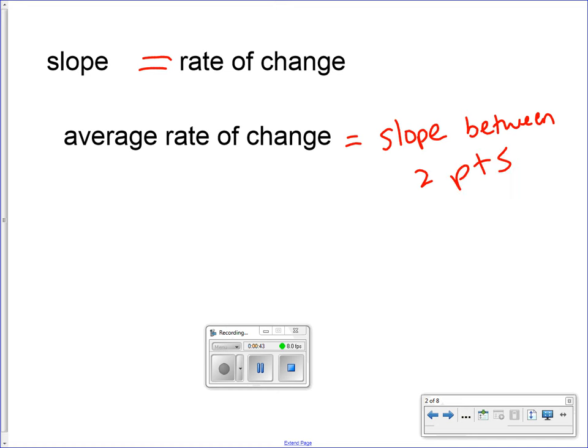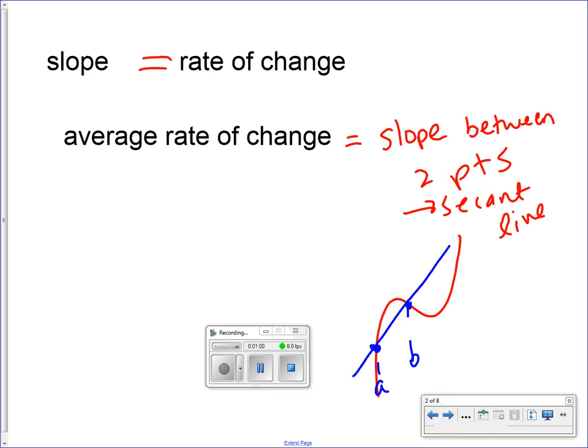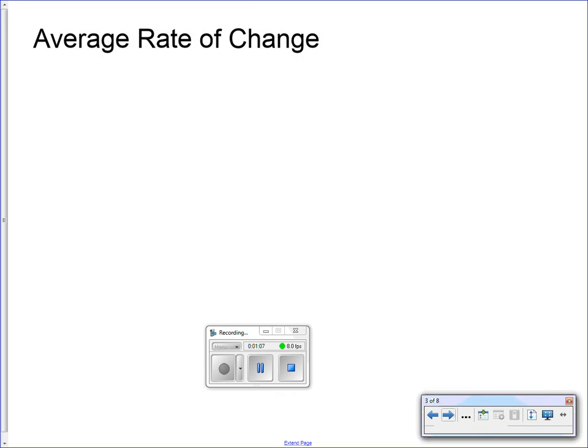When you have a line that touches 2 points in your graph, it's called a secant line. So here's the graph. If I want to know the average rate of change between this point and this point, let me call those A and B. I would connect them with a secant line, and I'd find the slope of that line, and that would tell me the average rate of change. So the average rate of change between 2 points, let's call them A and B, is going to be the slope.